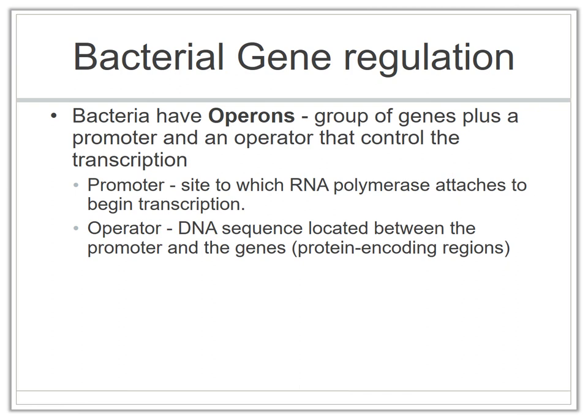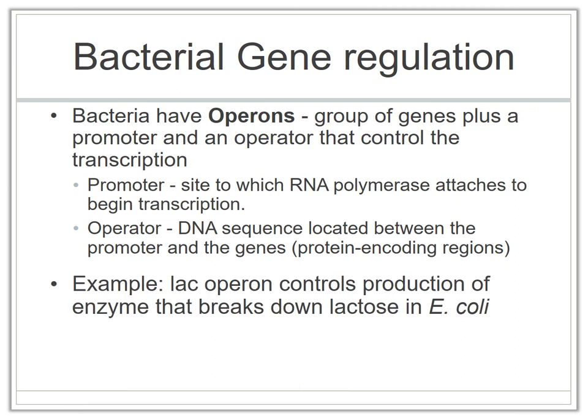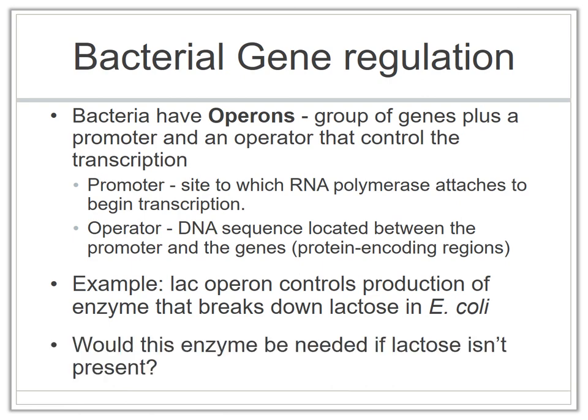The promoter is a site on the DNA that will allow the RNA polymerase to attach and begin transcription. The operator is a sequence of DNA located between the promoter and the genes themselves. And so an example of an operon is a lac operon, which controls the production of the enzyme that breaks down lactose in E. coli. And so we'll look at some pictures to see exactly how this does this.